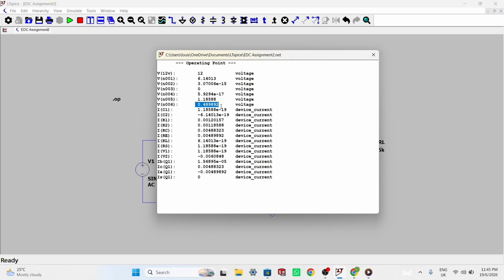This is an excellent Q point because it sits near the middle of our 12V load line, ensuring that our AC signal will have plenty of room to swing up and down without hitting saturation or cutoff.